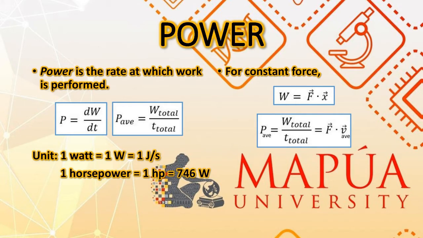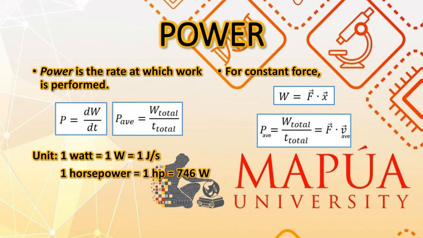So next, we look at the concept of power. Power is the rate at which work is performed. Basically, we're talking about how fast a force is able to perform work in a given amount of time. Power is the rate at which work is performed. P is equal to dW over dt. Differentiation of work with respect to time.